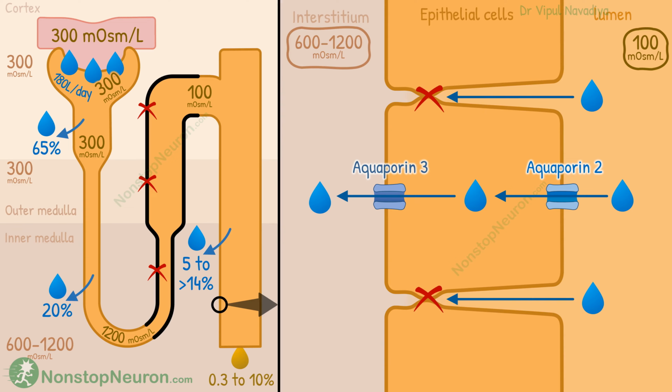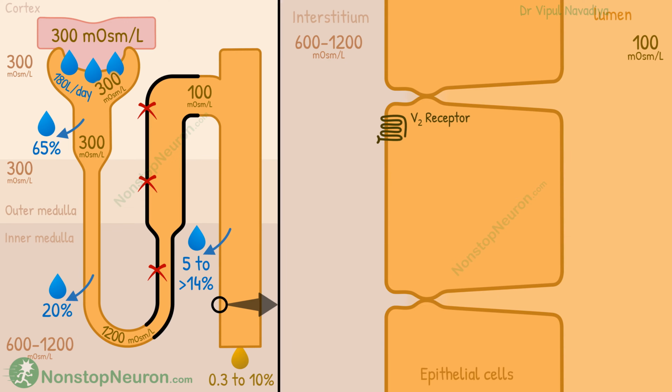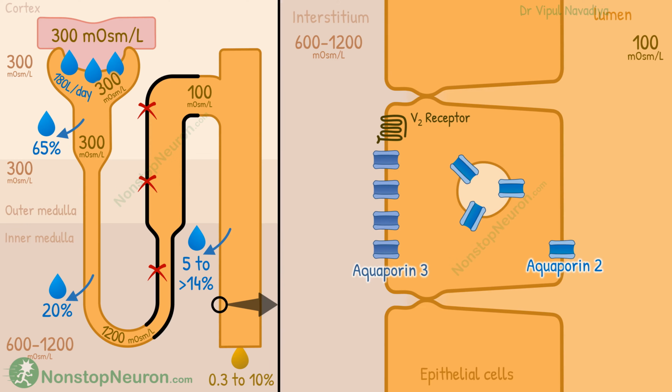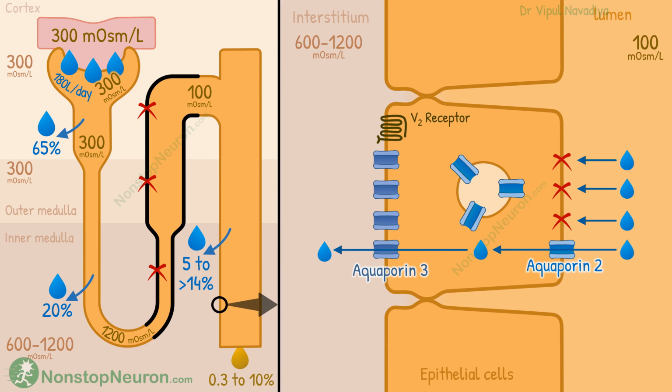Now, as we saw earlier, the percentage of water reabsorbed in this portion depends on the body's needs. So let's see the mechanism behind this regulation. See, the Aquaporin 3 is always present on the basolateral membrane. But most of the Aquaporin 2 is stored on the membrane of intracellular vesicles. The stored aquaporins are not available for water reabsorption. So the reabsorption is less in such a condition.